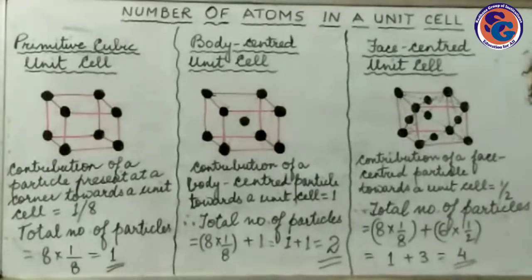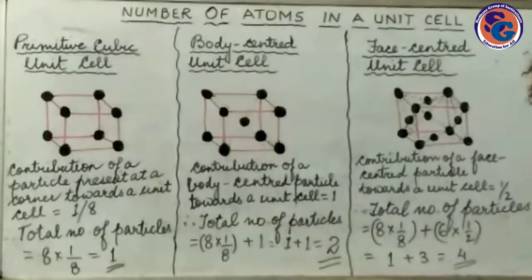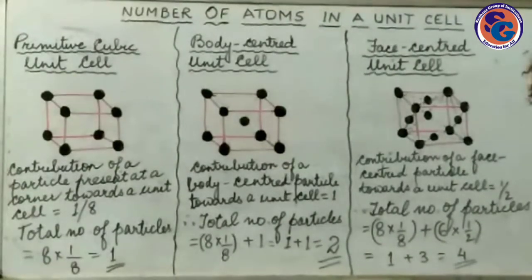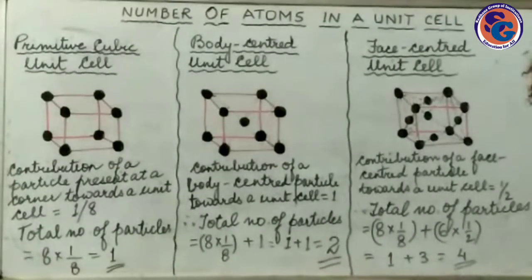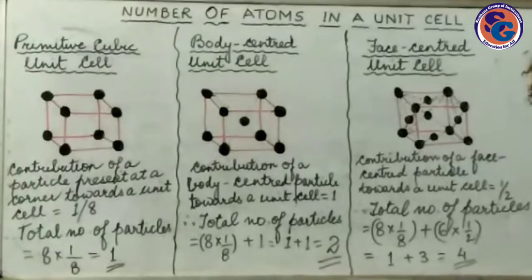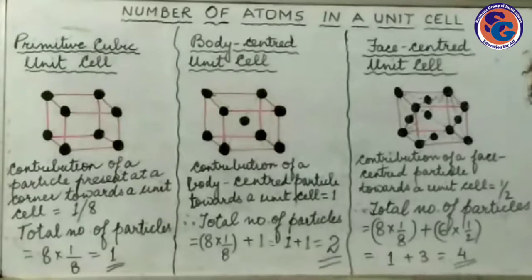The last one is a face-centered unit cell. A face-centered unit cell, as I had told in my last class, is such a unit cell in which the particles are present at the corners of the unit cell, like a primitive cubic unit cell, and in addition to that, at the center of every face, there is a particle. So there are 6 faces and hence 6 particles.